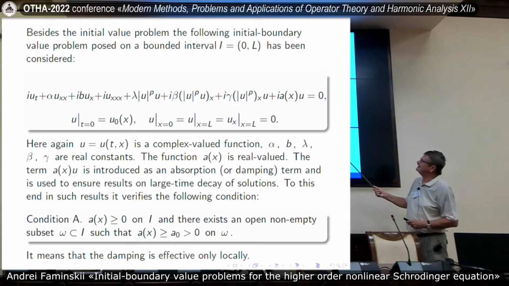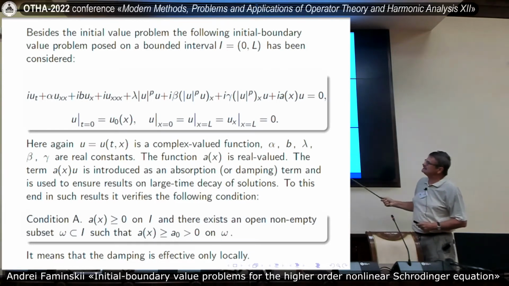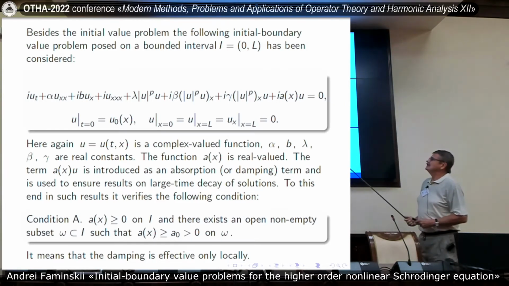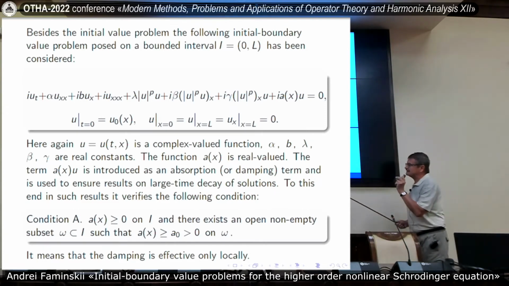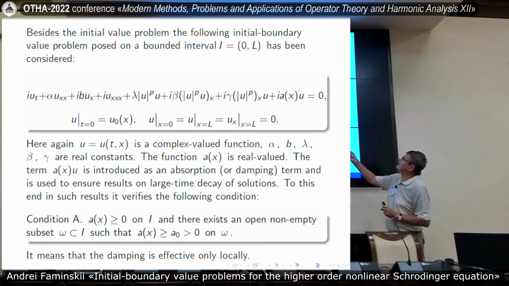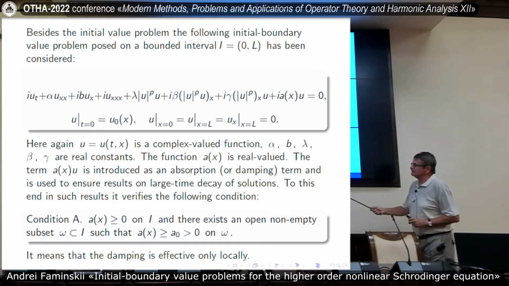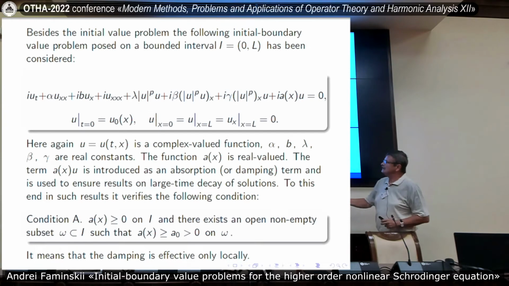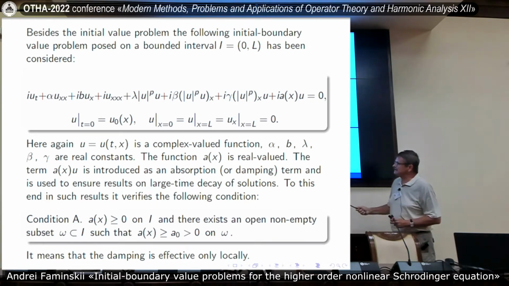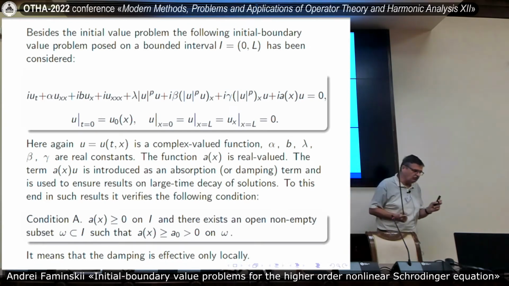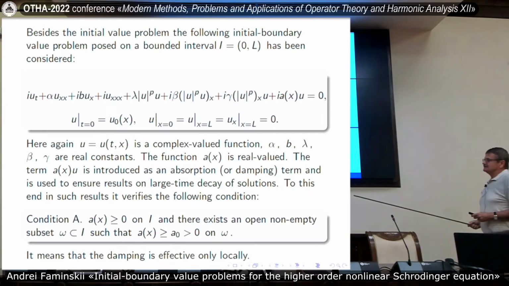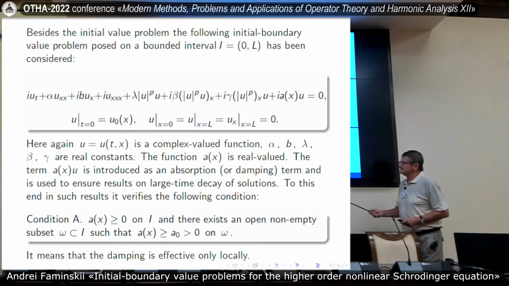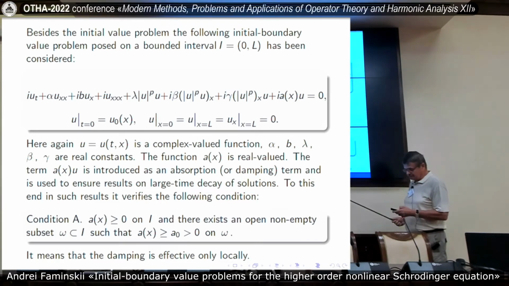The function a is real valued. It is non-negative, and it is positive on a subset of our interval I. This is condition A. So this subset omega can be very small, but it is not empty. And so we have the situation where the damping is effective only locally.